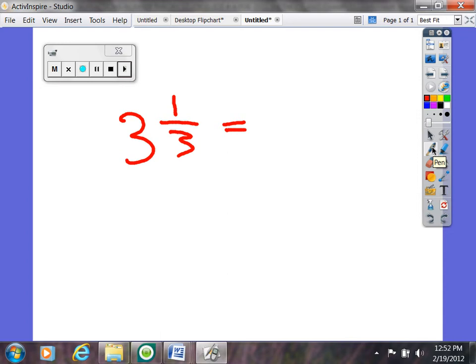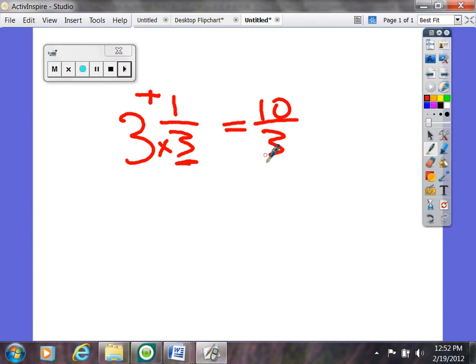All right, this is what your rule says. Your rule says to take your denominator, multiply it by your whole number, and then add your numerator. So I'm going to do that, and then I'll break it down a little bit slower. 3 times 3 is 9. 9 plus 1 is 10. Then your denominator stays the same.